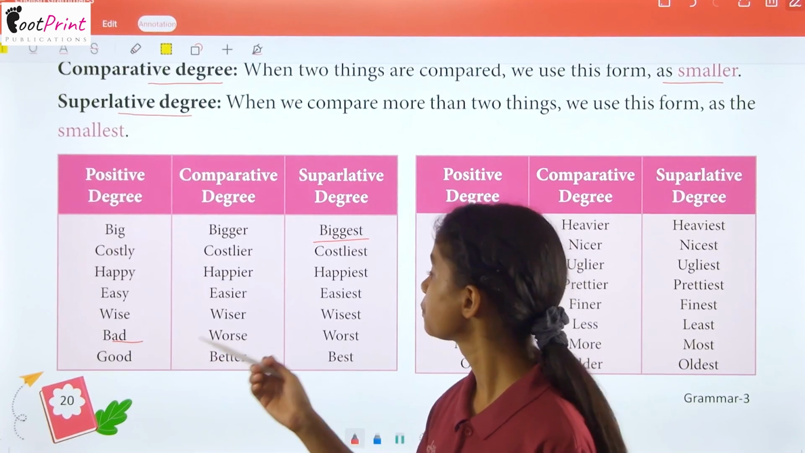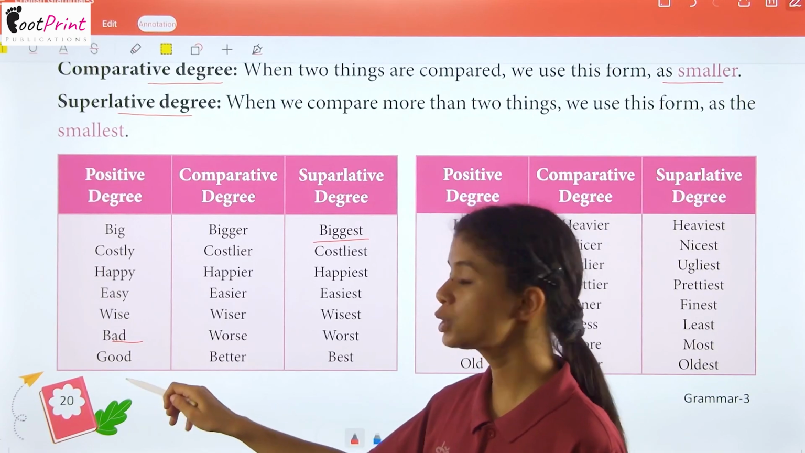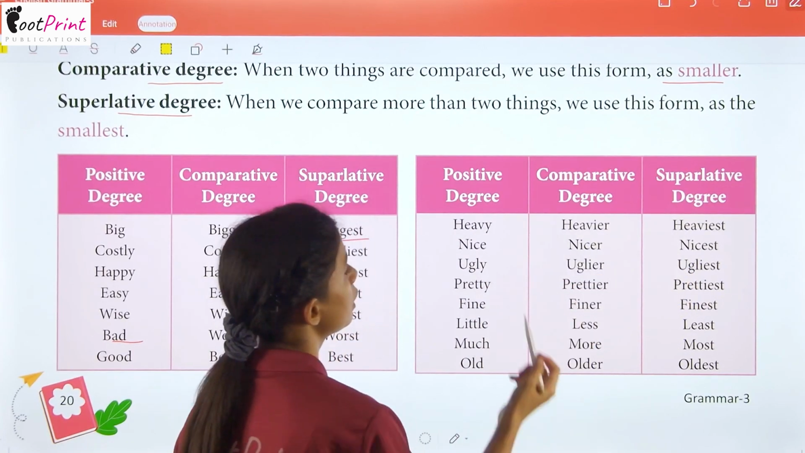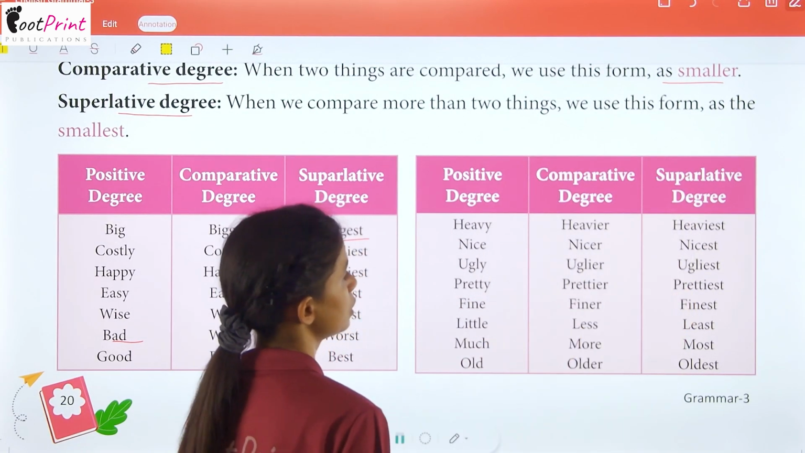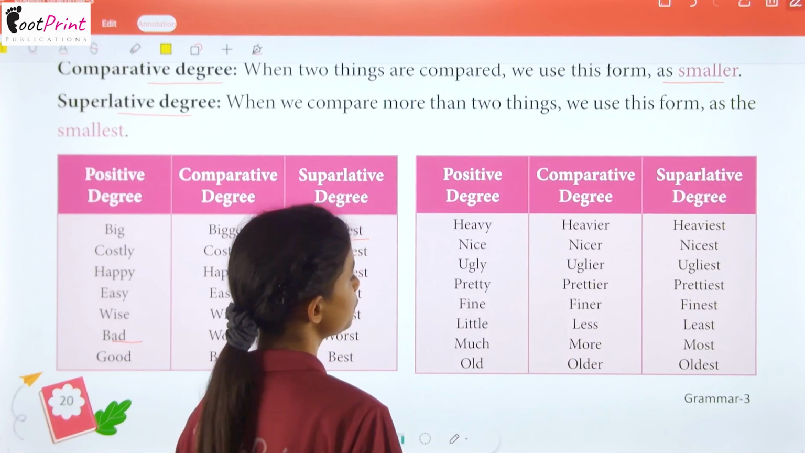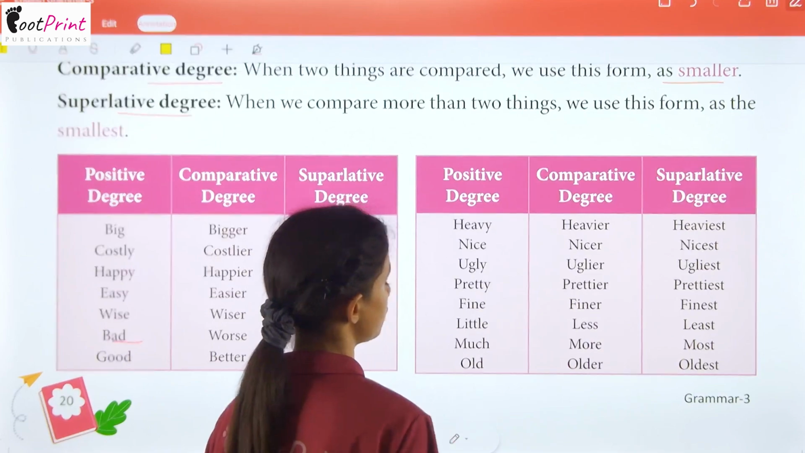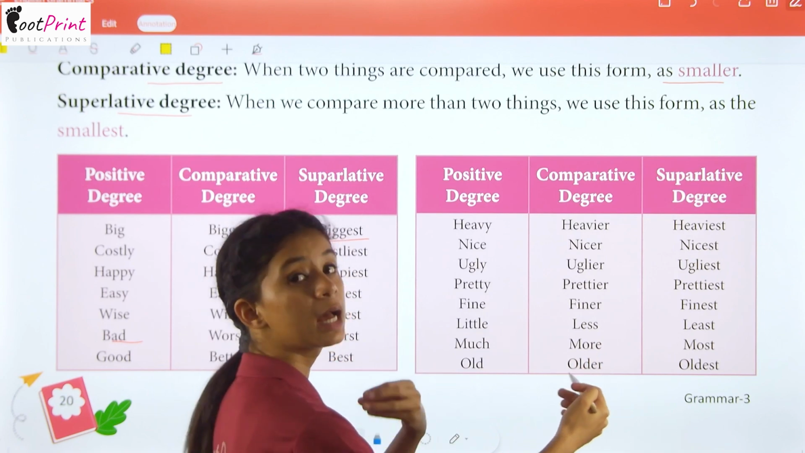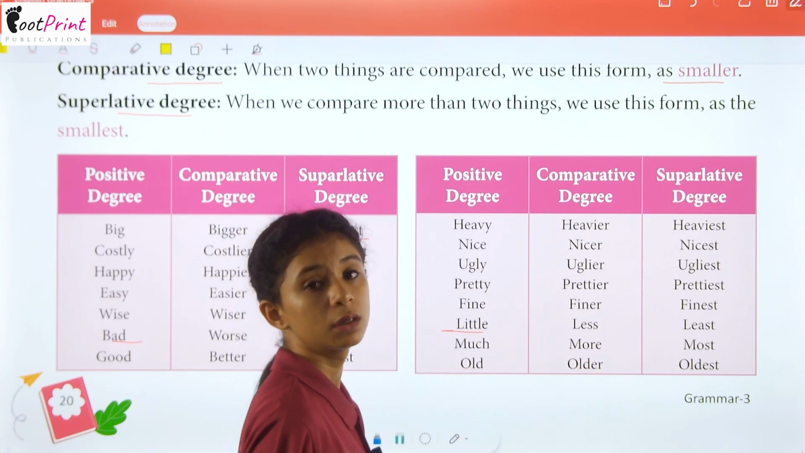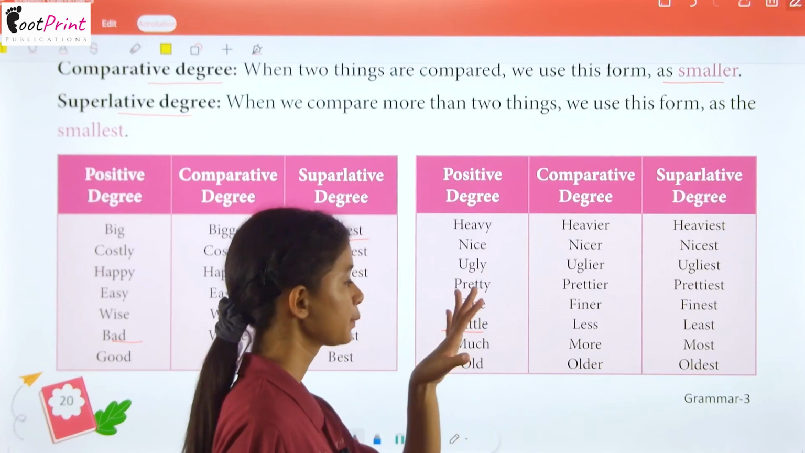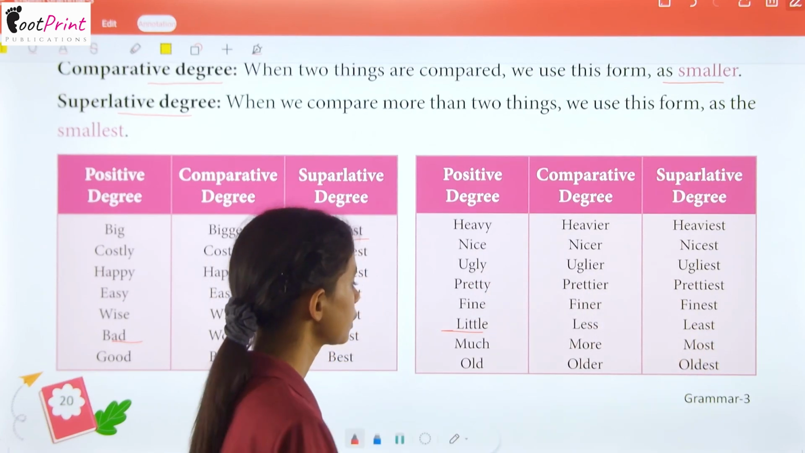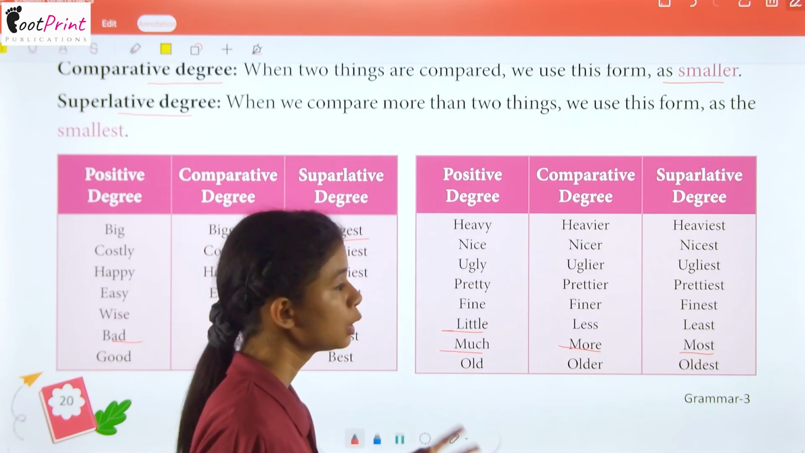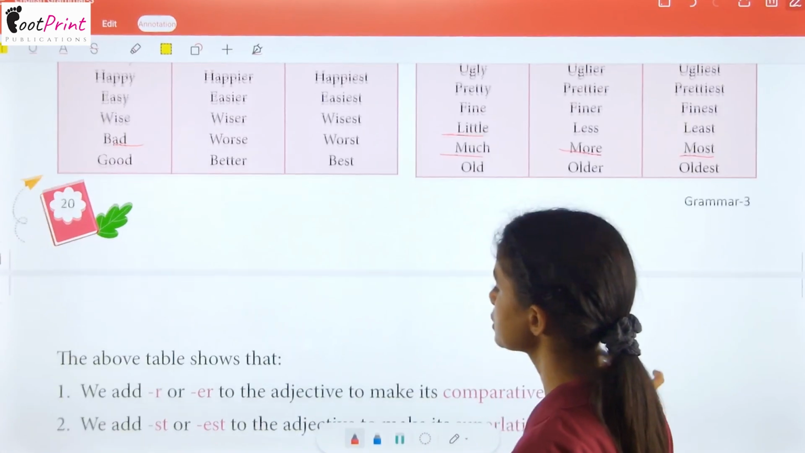For example, this bad, worse, worst. Good, better, best. Heavy, heavier, heaviest. Nice, nicer, nicest. Ugly, uglier, ugliest. Pretty, prettier, prettiest. Fine, finer, finest. Little, less, least. Now here we are not talking about the height, we are talking about the quantity. Little, less, least. Much, more, most. Old, older, oldest. So, these are some examples.